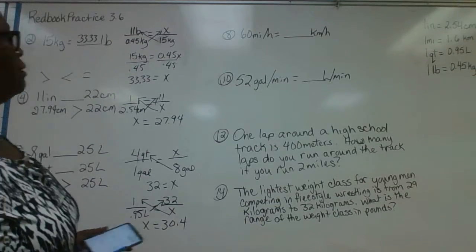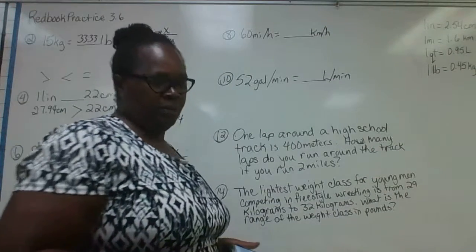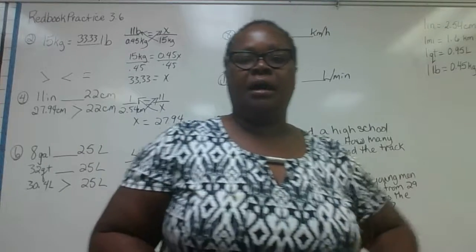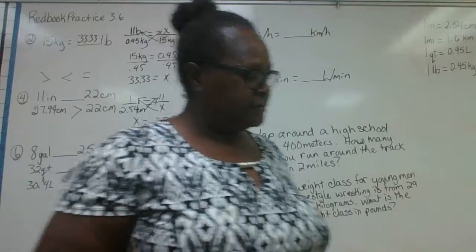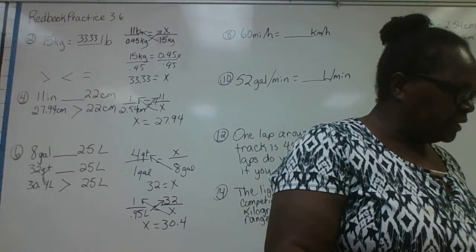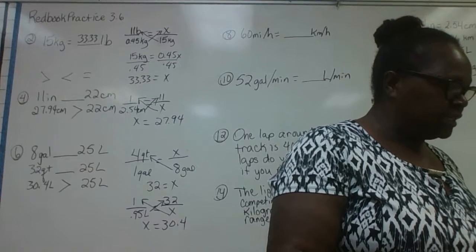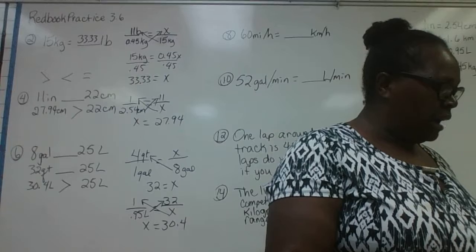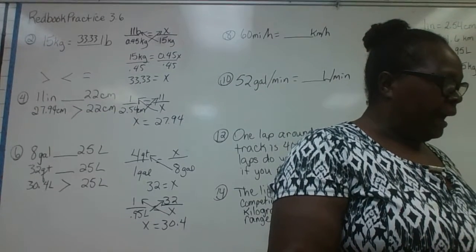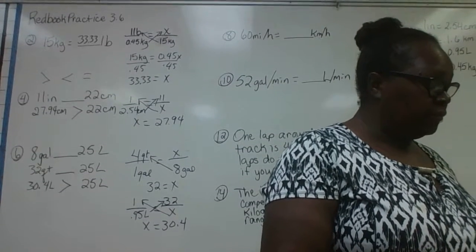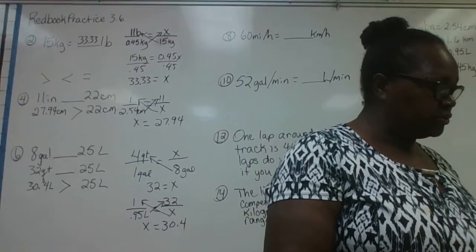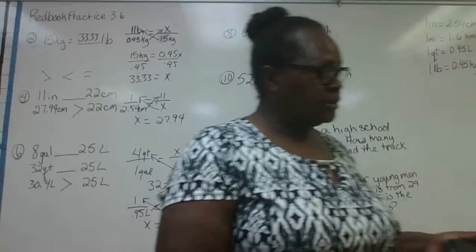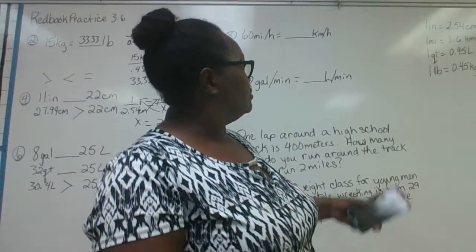Okay? Now, let's take a look at number 8. It says complete the statement, round to the nearest hundredth if necessary. So you have 60 miles per hour. How fast is that in kilometers per hour? What's the equivalent in kilometers?